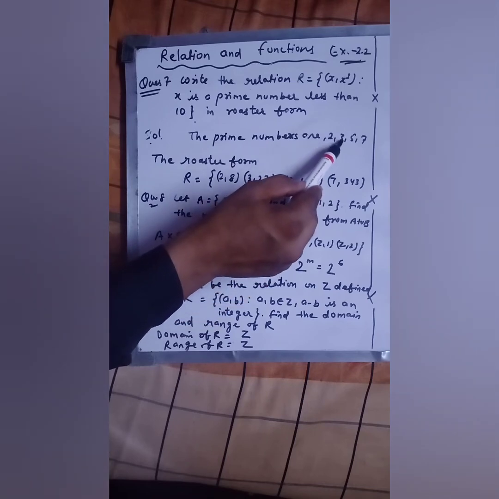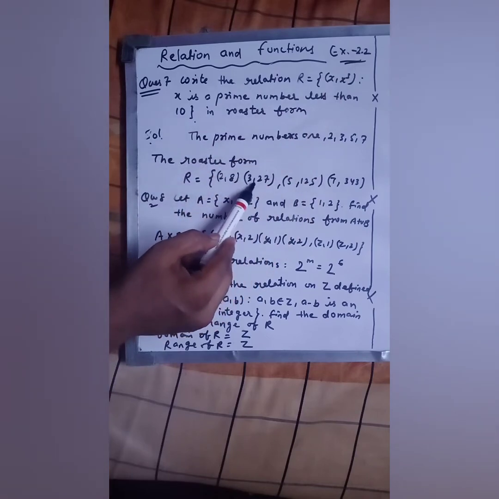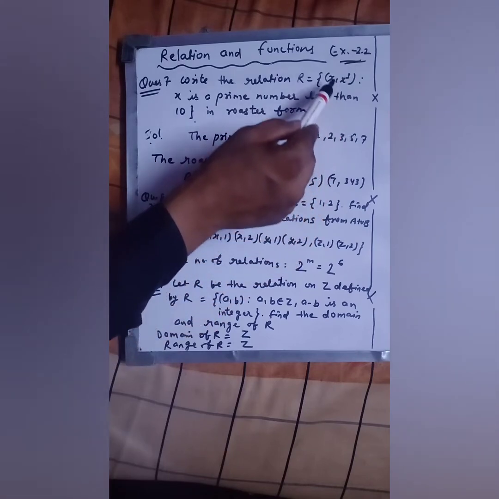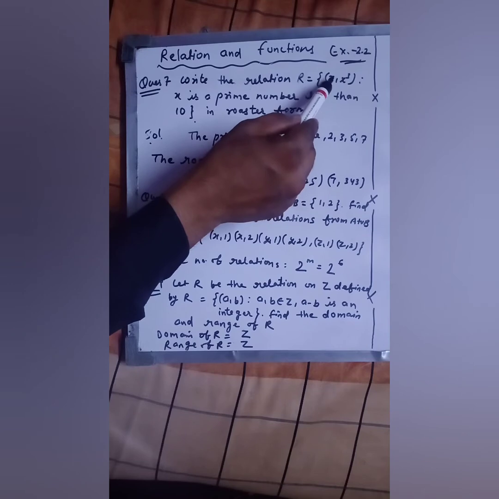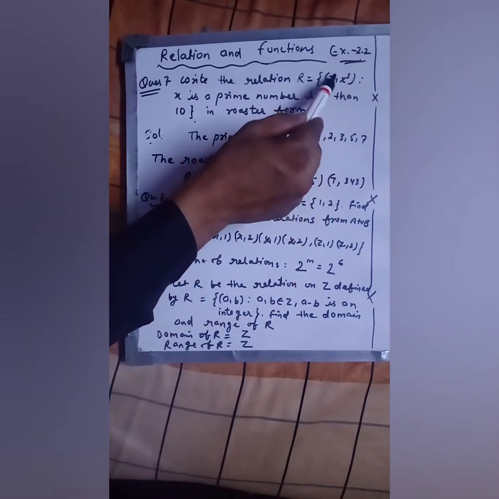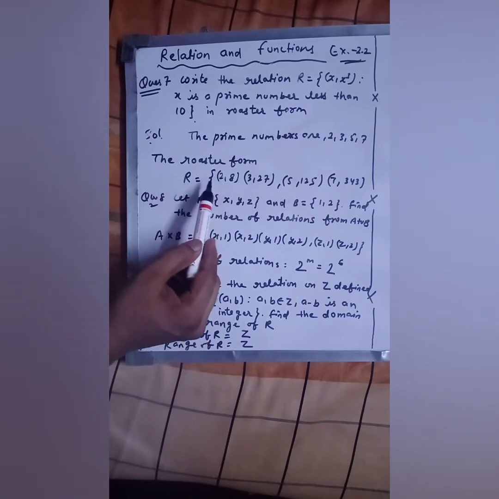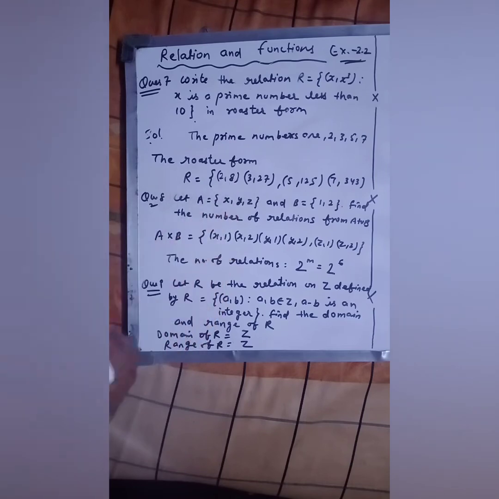If you put x equals 3, your relation will come out to be 3 comma 27. If you put x equals 5, you will get 5 comma 125. If you put 7, you will get 7 comma 343. So this is the required relation, the roster form of the relation. Got it? Now after that, another question is question number 8 of the same exercise.